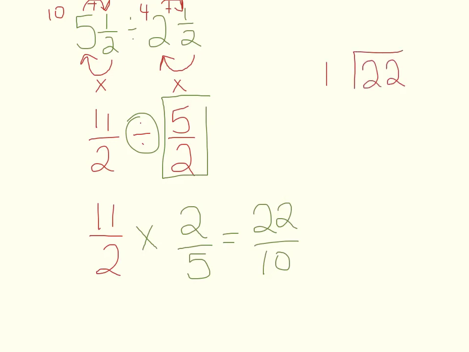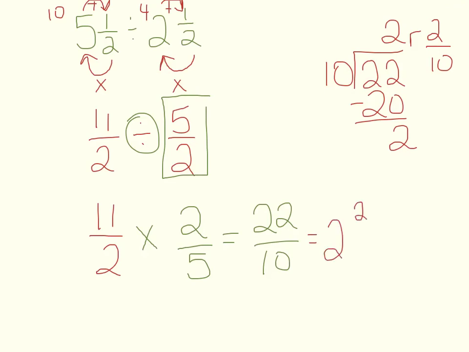22 divided by 10. 10 can go into 22 2 times. 10 times 2 is 20. 22 minus 20 is 2, so that's our remainder. So we have 2 and 2/10. And that will need to be simplified because 2 and 10 are both even numbers. So we know we can divide both of those by 2. And that will give us a final answer of 2 and 1/5.